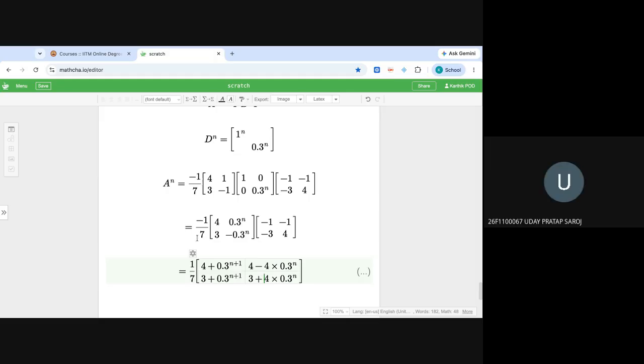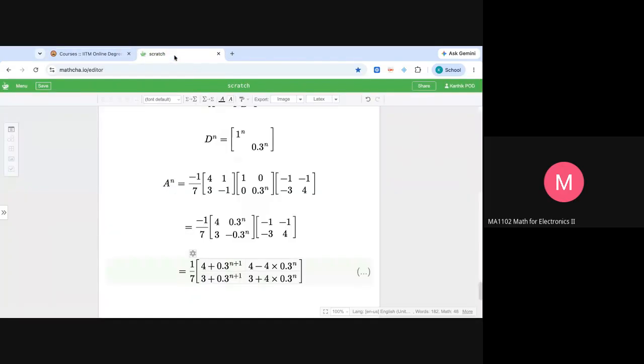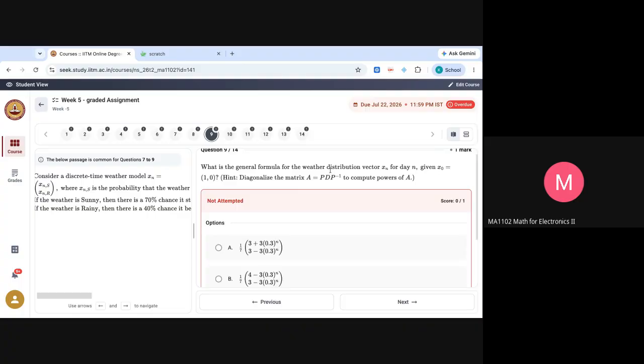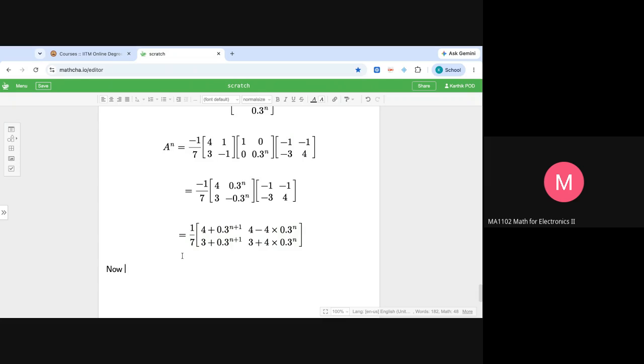What is the answer? Let's see. 4 plus 3 into... they have taken the n also, I think, as common. Oh, okay, they have now multiplied it, so they want xn, right? So this is a power n. So finally what we need is xn. So one more round of multiplication. So xn is A power n into x naught.